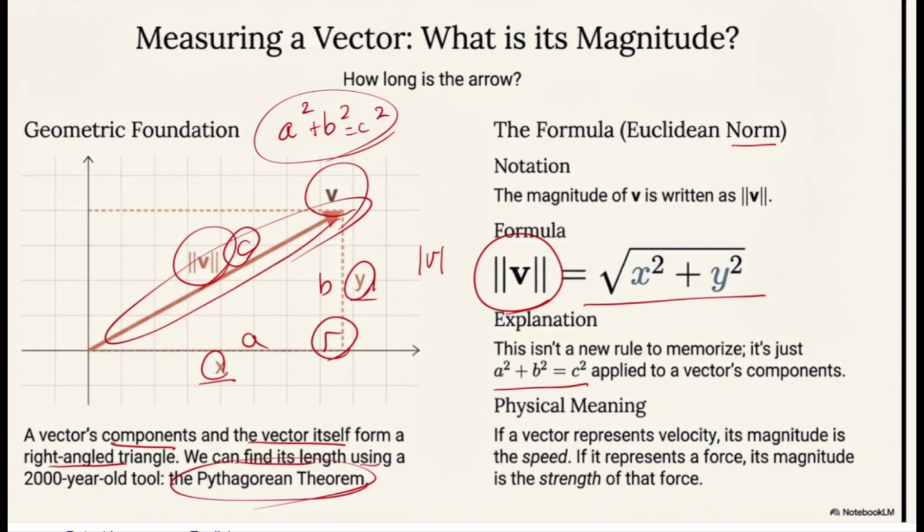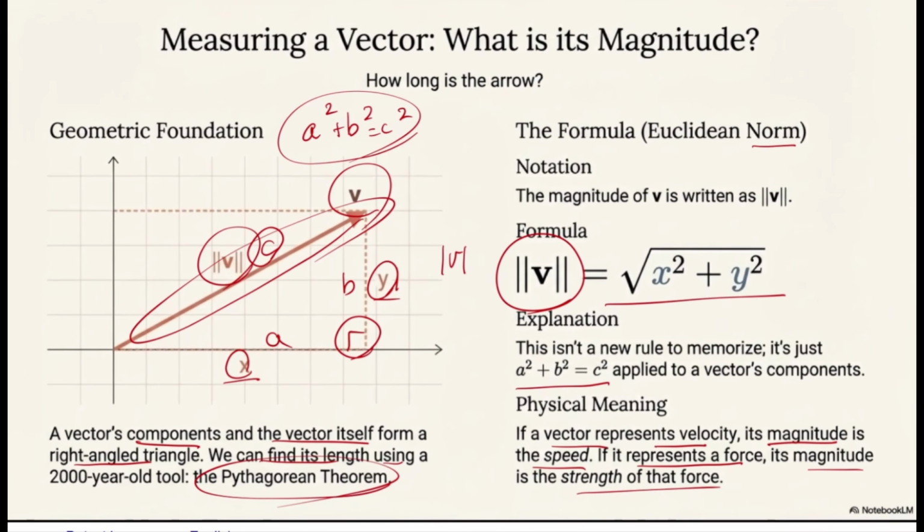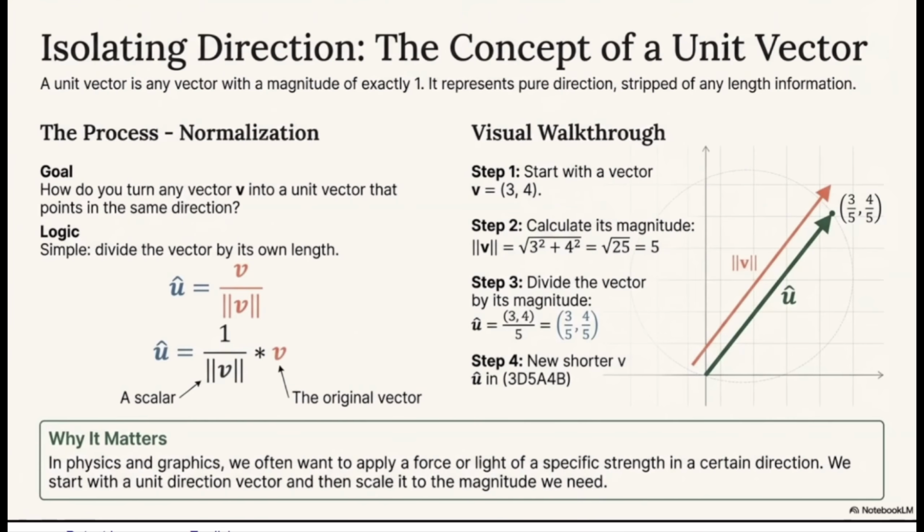So what is the physical meaning of that? It means that if a vector represents velocity, its magnitude is going to be speed. If it represents a force, its magnitude is going to be strength, and so on and so forth. So right now we found out how we can find the magnitude or norm of one specific vector.